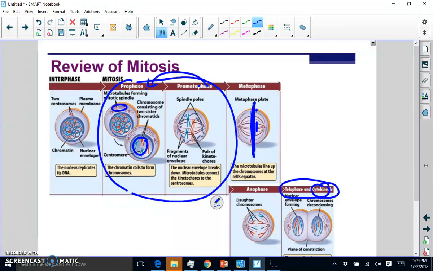We're going to see many of these same events in meiosis, and also some additional ones that have to do with the chromosome arrangements, mostly. But again, it's important that you remember when the spindle fibers form and when the spindle fibers degrade. So we're going to see those stages again in meiosis.